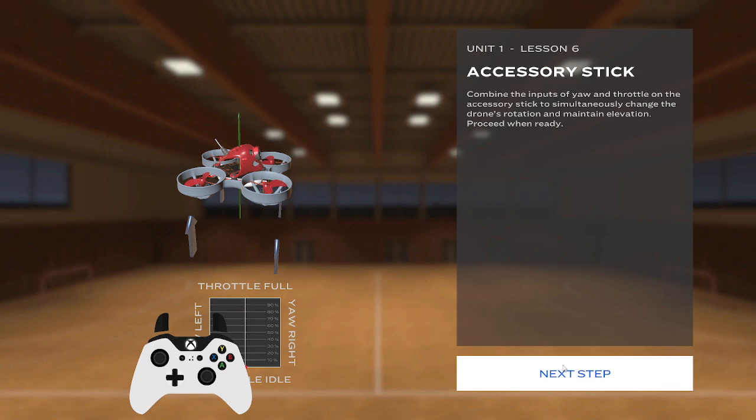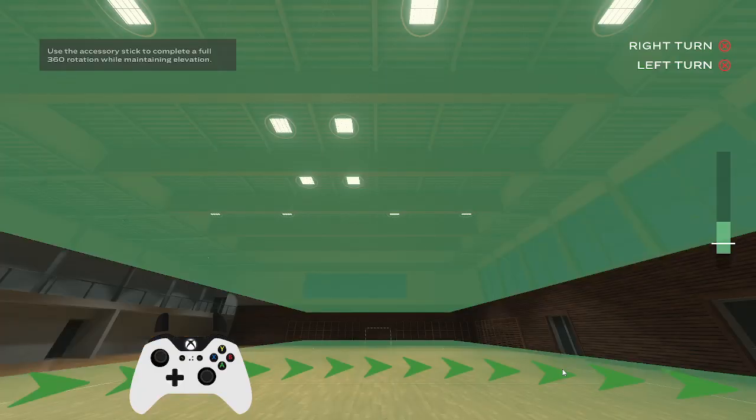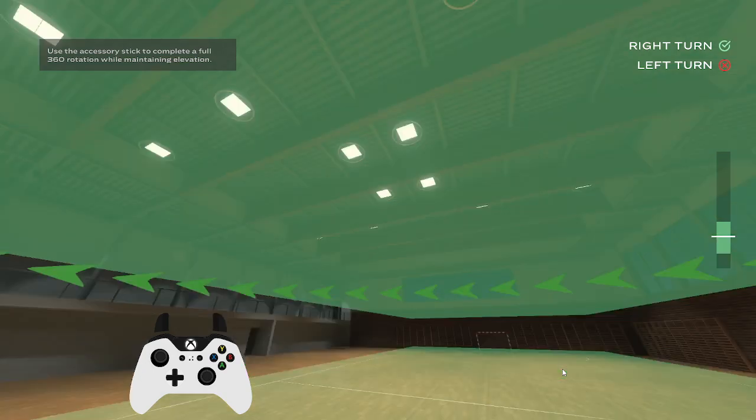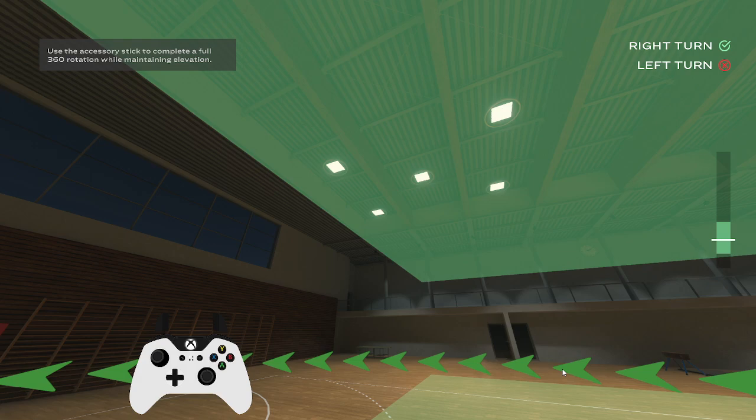Proceed when ready. Okay, so what I was trying to do earlier, float it, hover, and spin. Hover, and spin, baby, spin that thing. Spin that thing around for me. Oh no! Okay, got it.